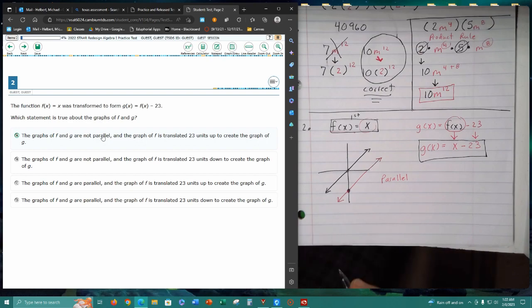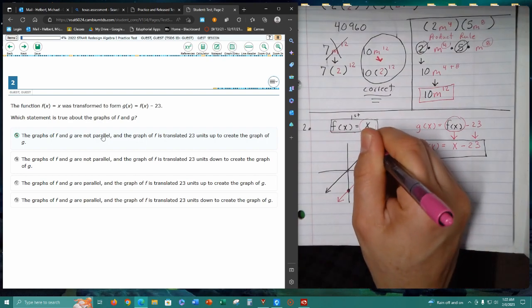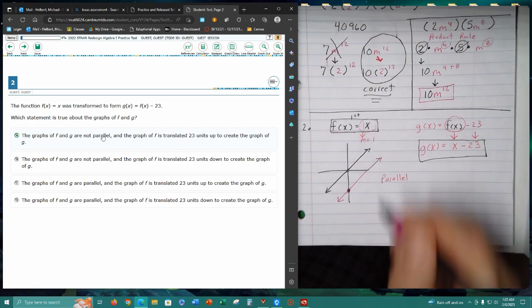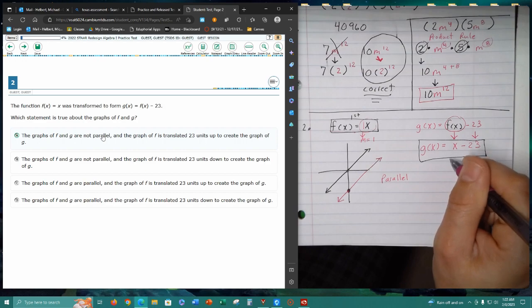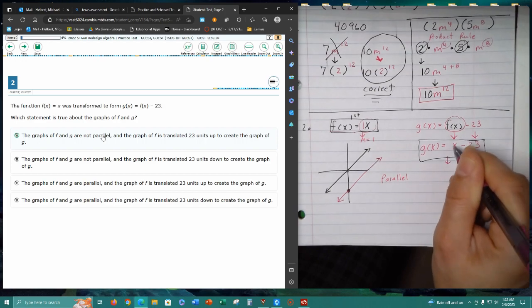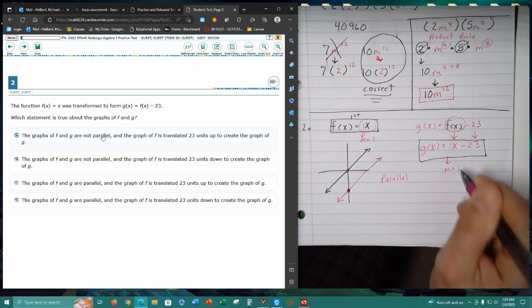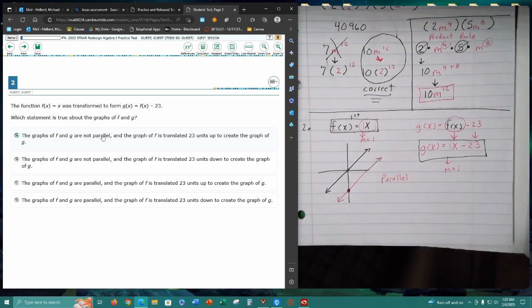Another reason we knew it was parallel was because we know that the m value right here, the slope, is equal to 1, because there's an invisible 1 in front of there. And we know that right here, once again, my slope, there's an invisible 1 in front of it, is equal to 1. So anything that says not parallel is false. So I'm going to look at this real quick, and this answer right here is definitely going to be false.